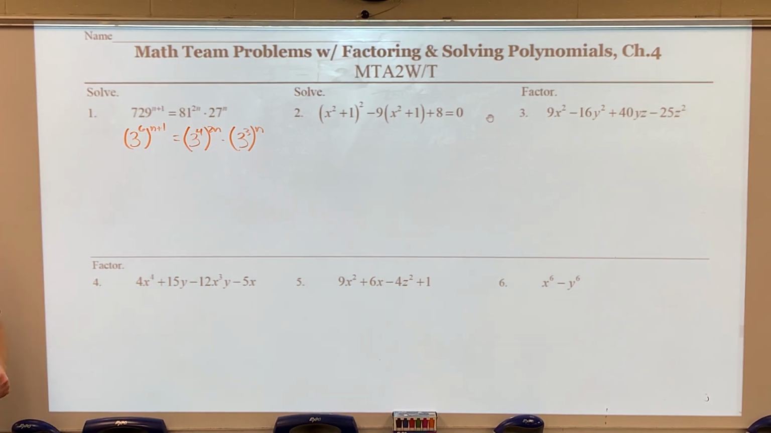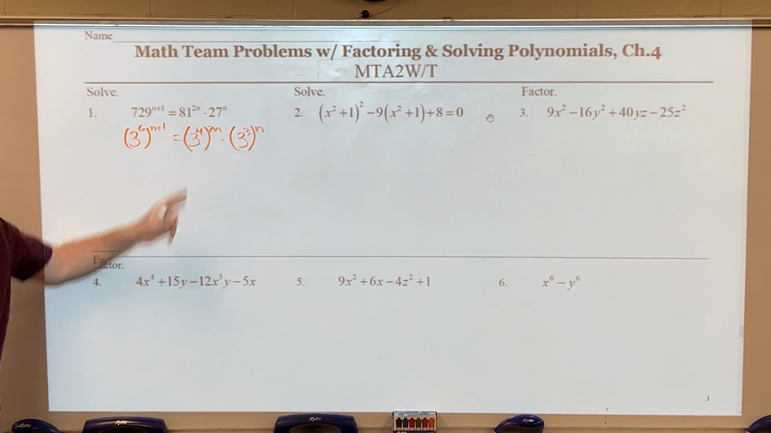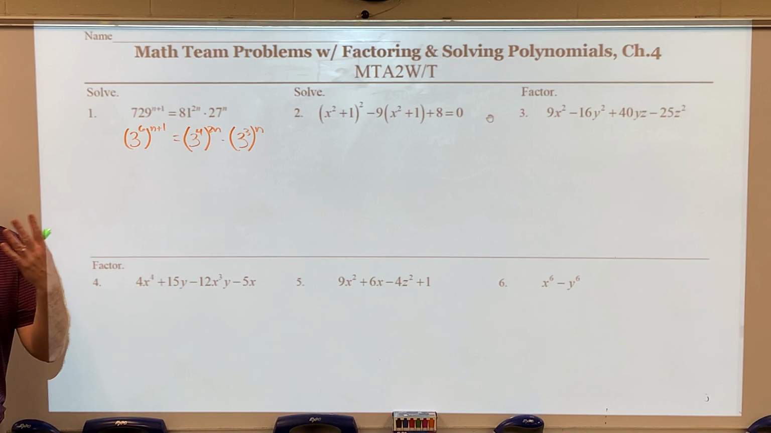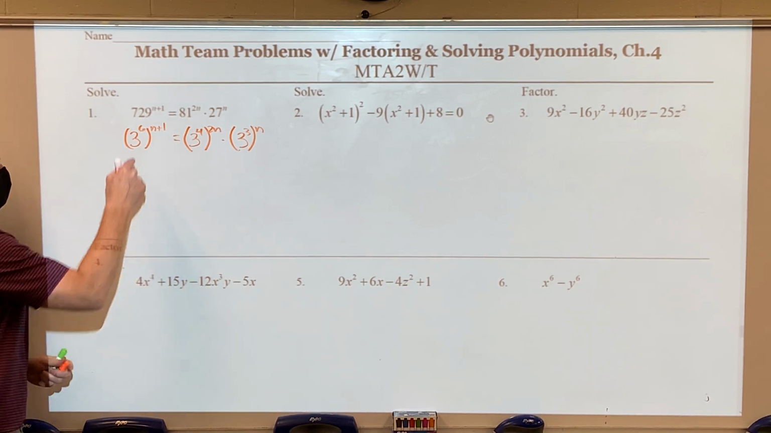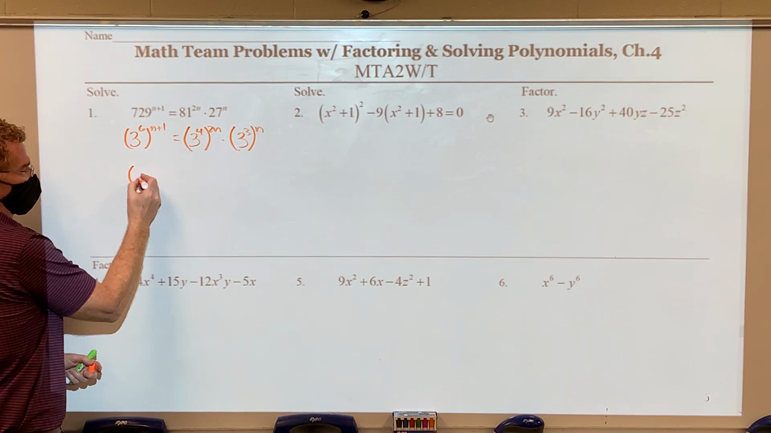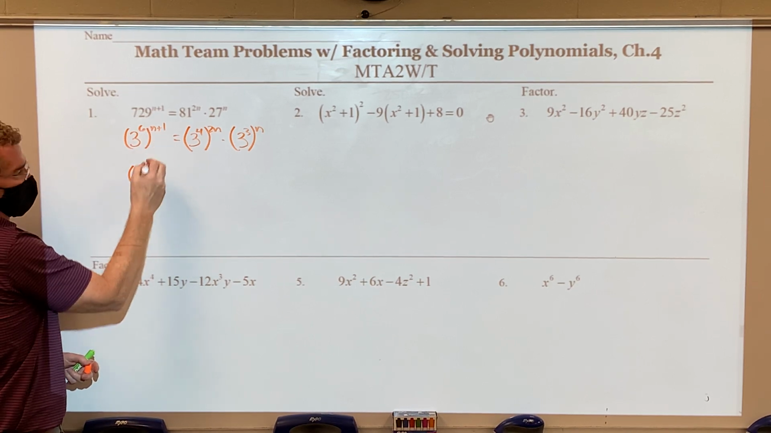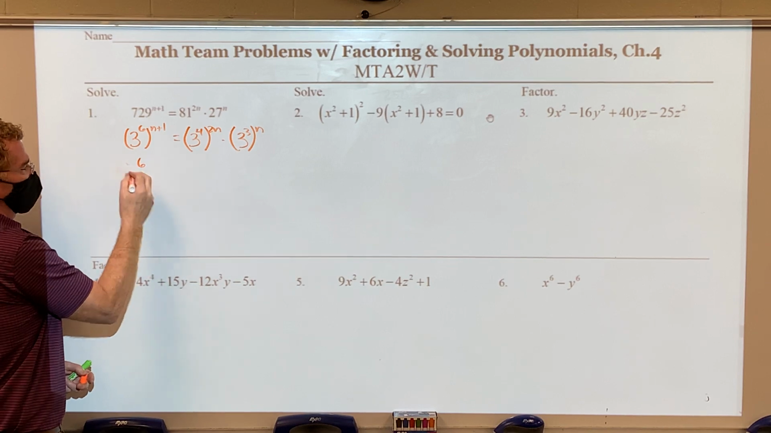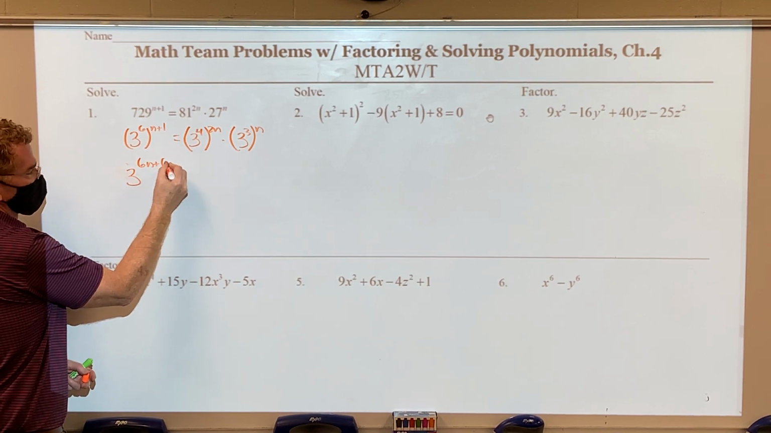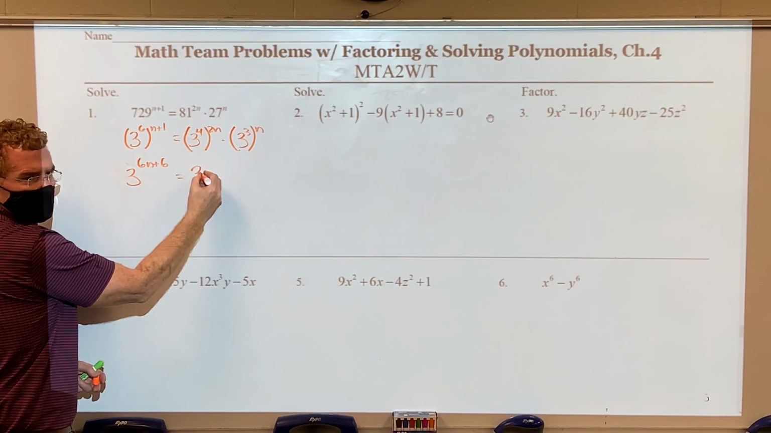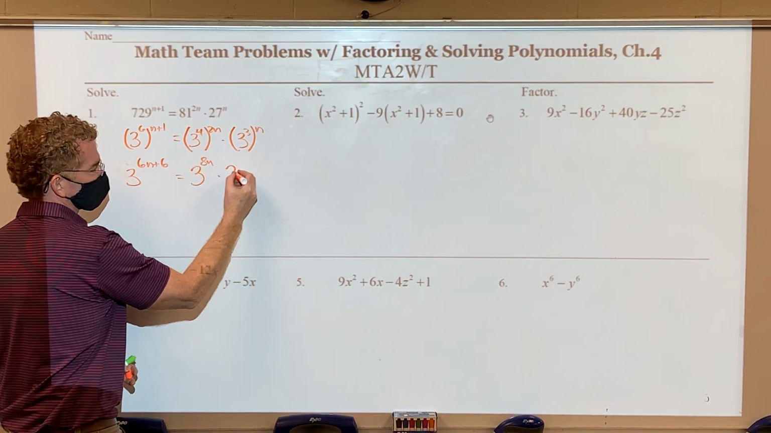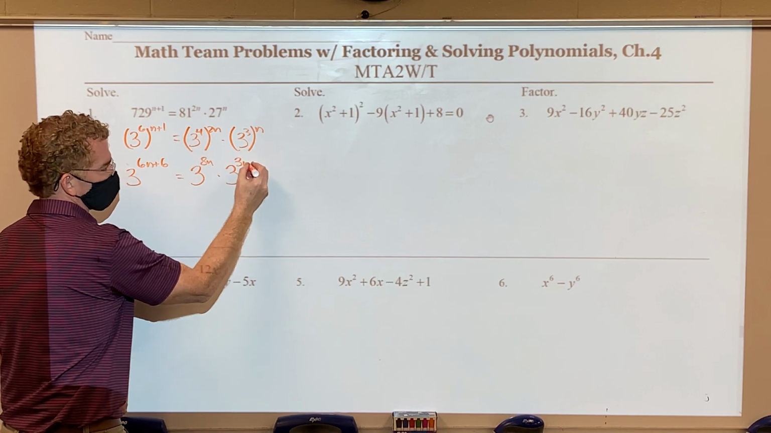Now, what is our rule for when you have a power raised to another power? What is the rule? Power to a power? Multiply those powers. So what do I end up getting here on the left when you multiply? 3 to the 6n plus 6, good. And then here, 3 to the 8n, and then times 3 to the 3n.